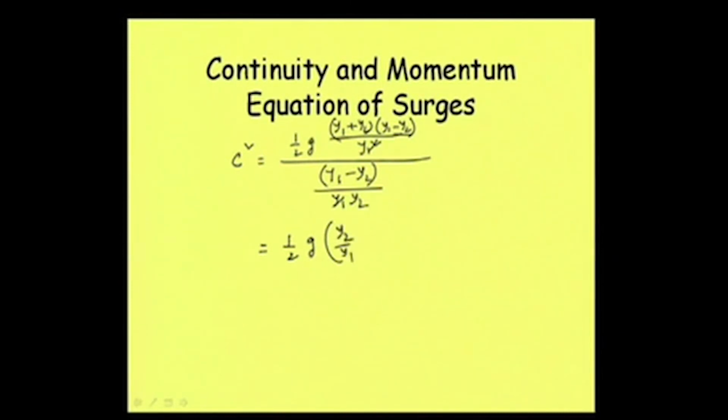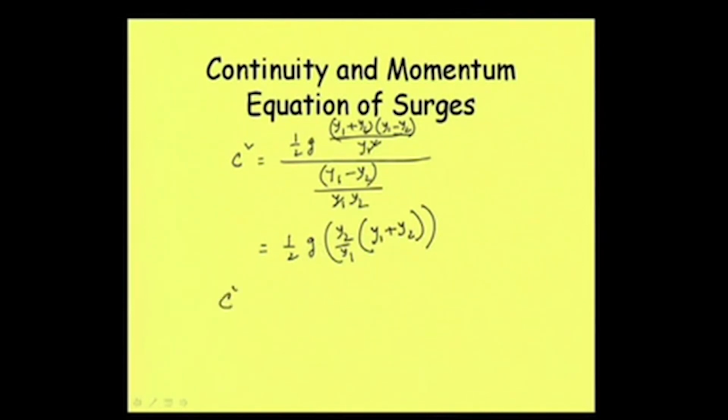y2 by y1, y2 by y1 into, say, it will be y1 plus y2, that will be the expression. And we can of course further simplify from this part. You can see that our target is always to get the expression in terms of root over g y, and then whether we can have it in a further simplified form.